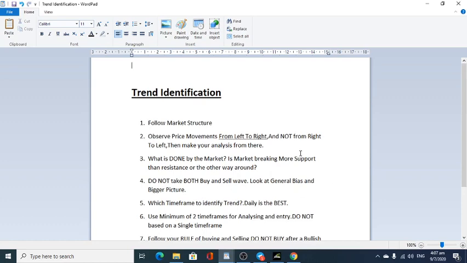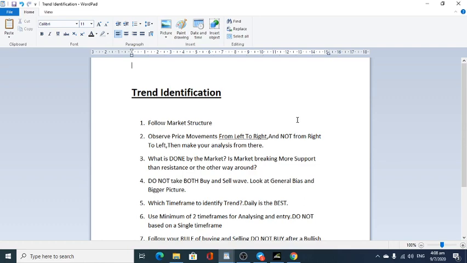The most important part when you trade inside bars or head and shoulders and all that is really trend identification, and there is a flow to it. How do we know about higher lows and lower highs, and then the market structure and all that? I'm going to explain it to you guys in this video.